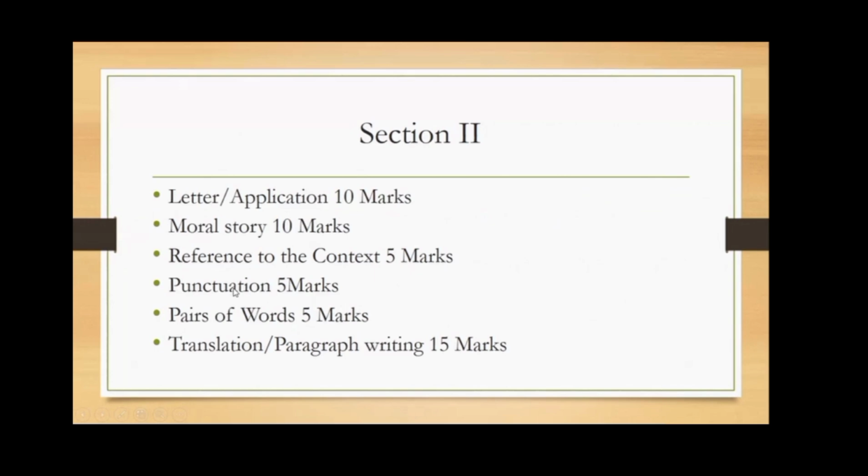One stanza is given where you have to give reference, context, and explanation, and it carries 5 marks. Then we have punctuation for 5 marks. Two lines are given from your short story, book one, and you have to punctuate them properly. Then there are pairs of words, which also carry 5 marks, where you have to make meaningful sentences to differentiate between these pairs of words. Then this is the most important question and the last question of the paper, that is translation. One short paragraph is given from your book one short story, and you have to translate it from English into Urdu.